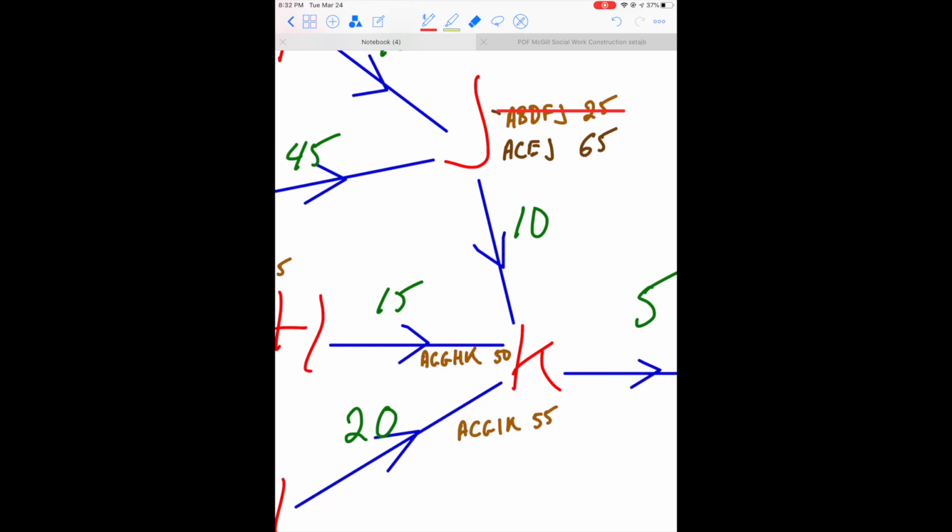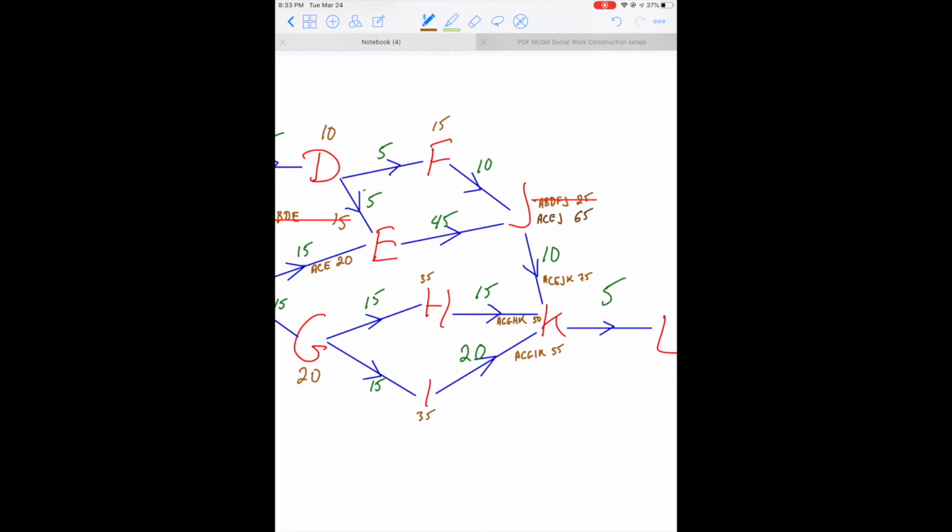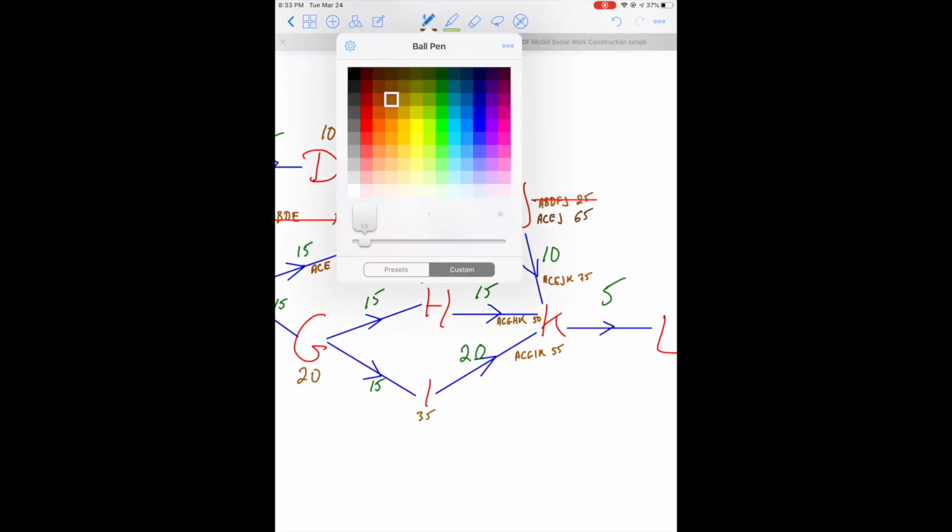ACEJK is 75. We have 75, 50, or 55. I'm taking the 75 because it's longer.